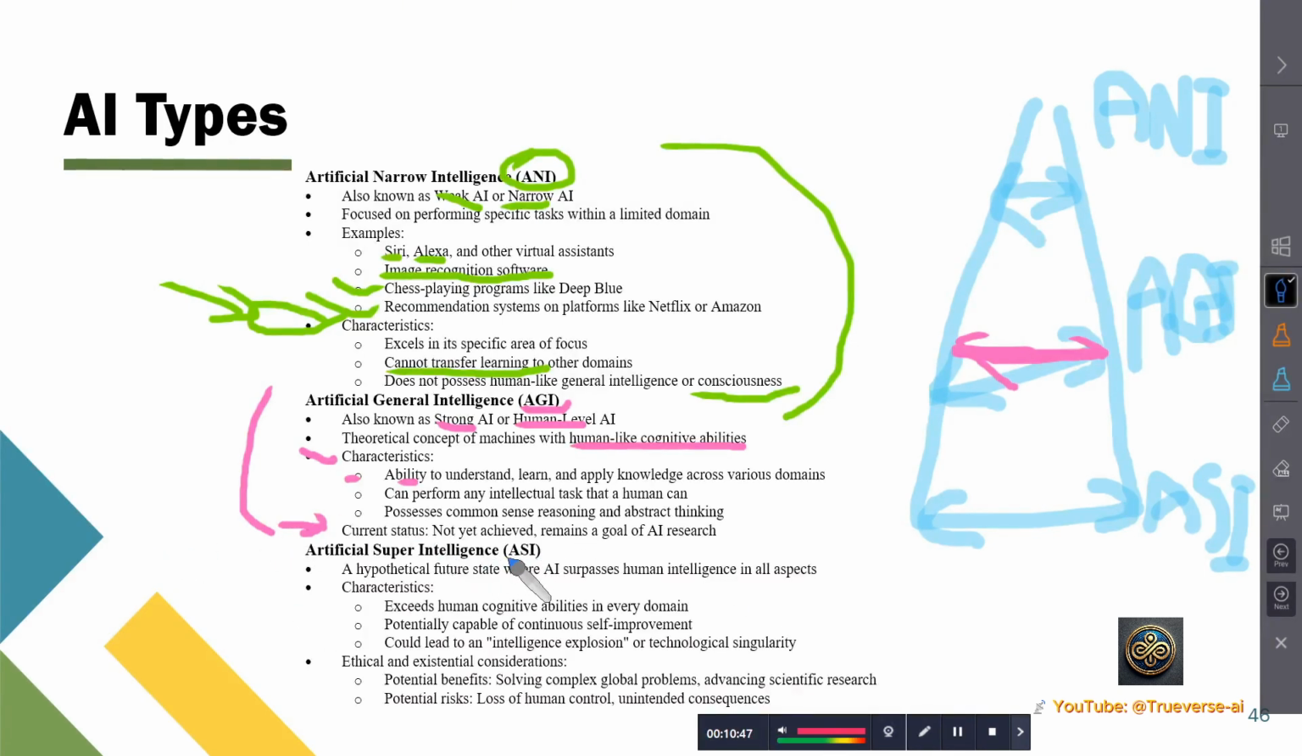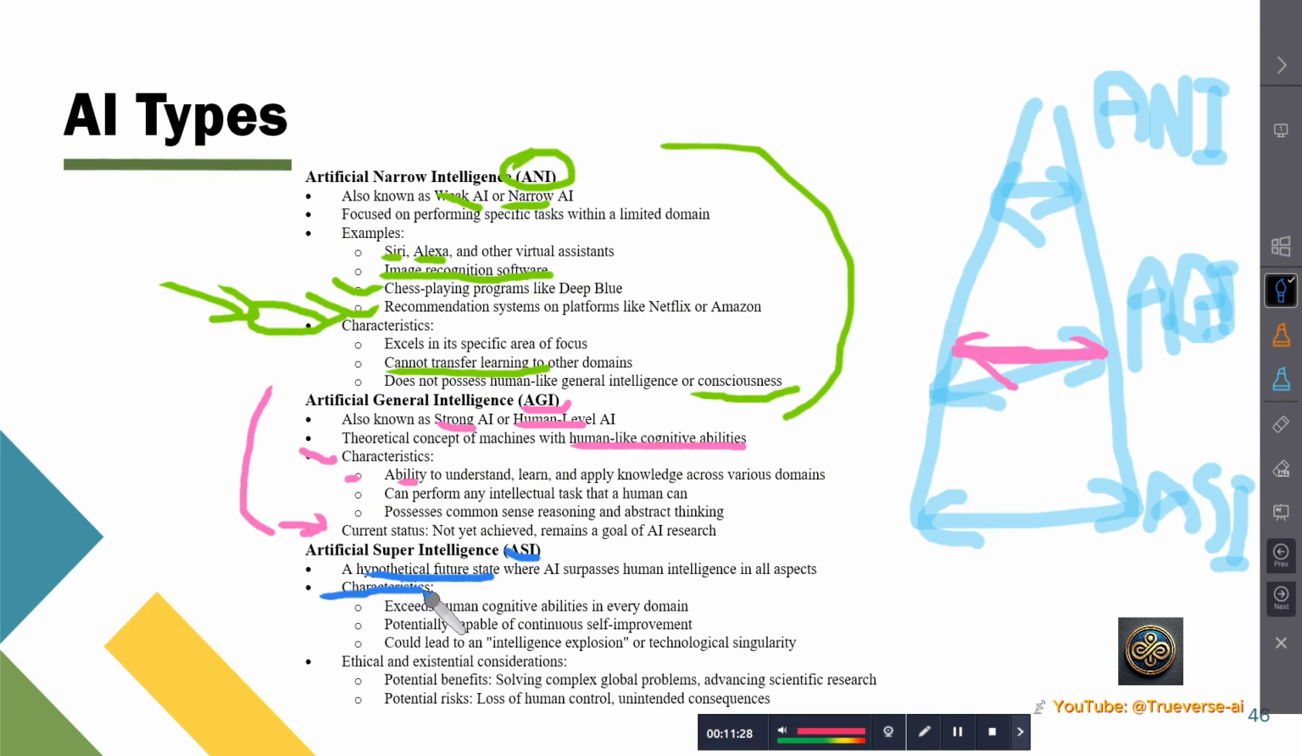Now let's dive into ASI. ASI is artificial superintelligence, which represents a hypothetical future state where the AI surpasses human intelligence in all aspects. This type of AI would not only replicate human cognitive ability, but also exceed it, becoming more intelligent than humans.